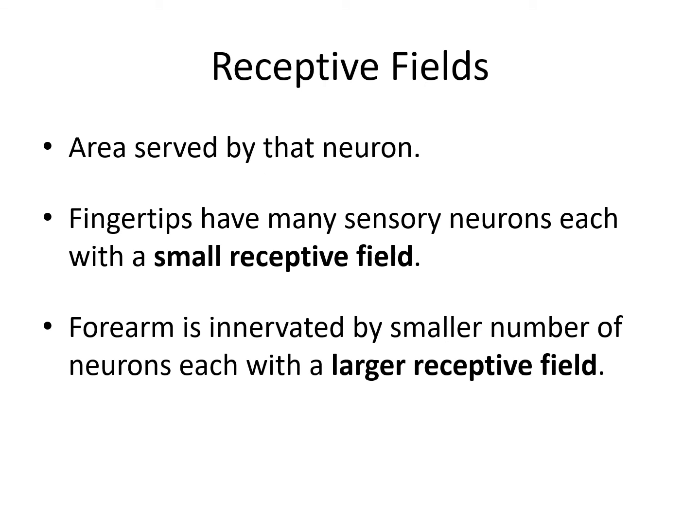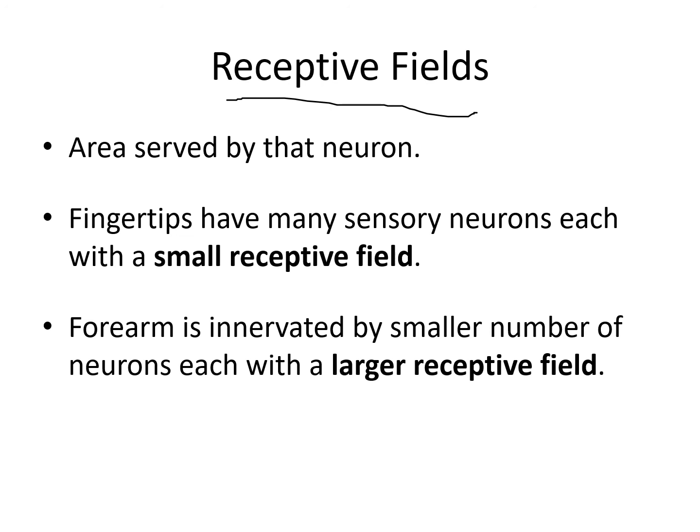Another term that we use for these external receptors, such as those in the skin, is receptive fields. This is the area that's served by that neuron. So, for example, mechanoreceptors in the fingertips have many sensory neurons, each with a small receptive field. Generally, there are more receptors, more densely spread out, with a small receptive field. Whereas the forearm is innervated by a smaller number of neurons, each with a larger receptive field.